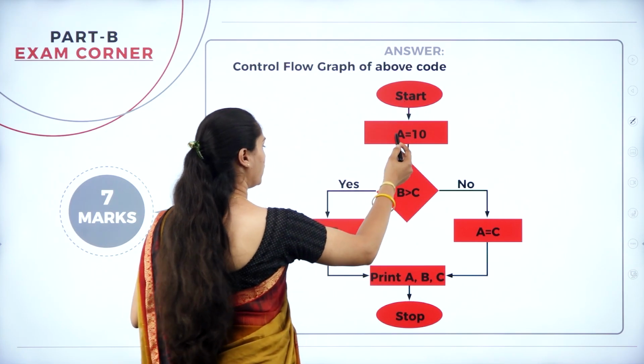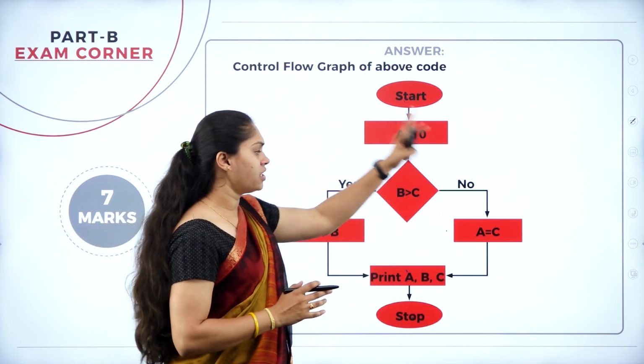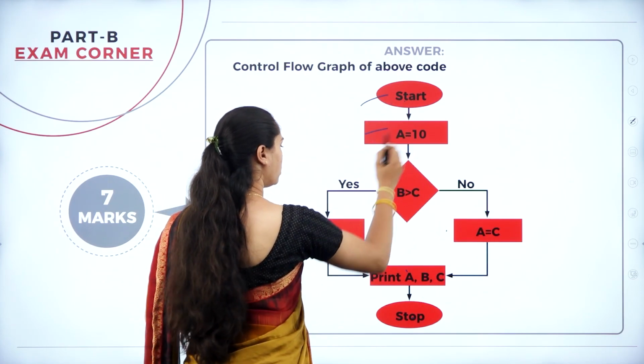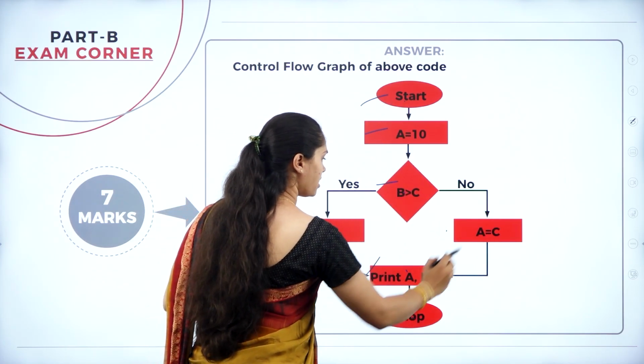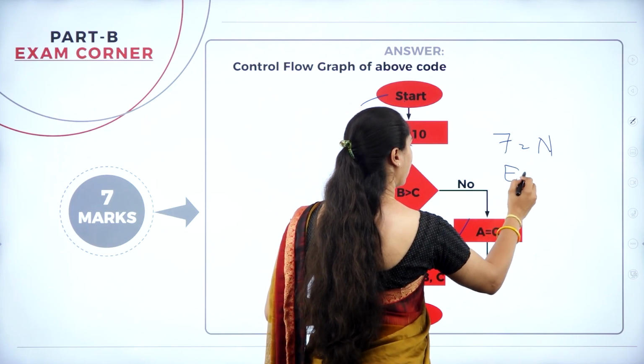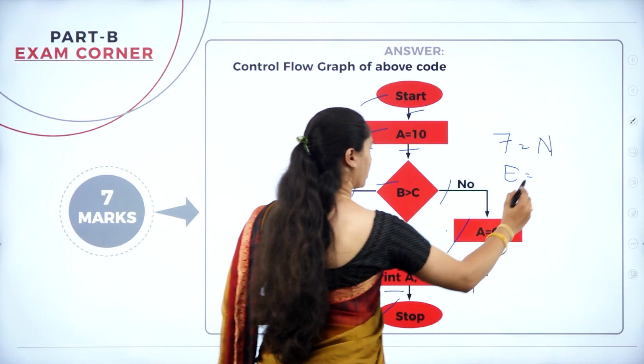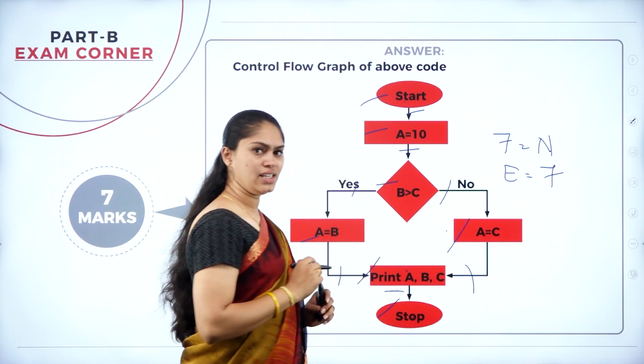So here we count 1, 2, 3, 4, 5, 6, 7. Totally we have 7 nodes, right? And how many edges do we have? 1, 2, 3, 4, 5, 6, 7. So totally we have 7 edges.